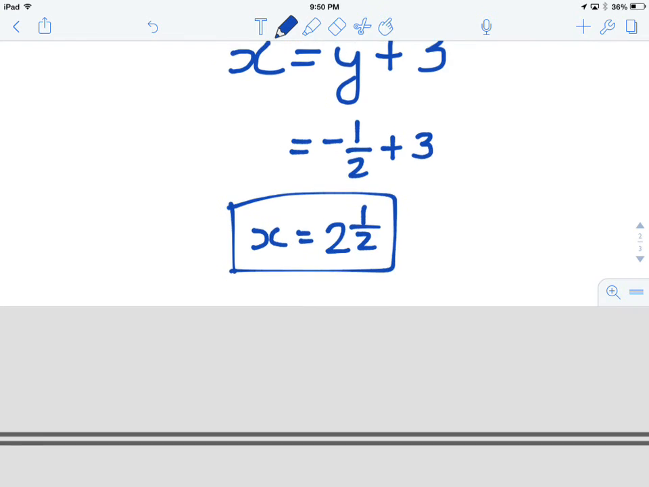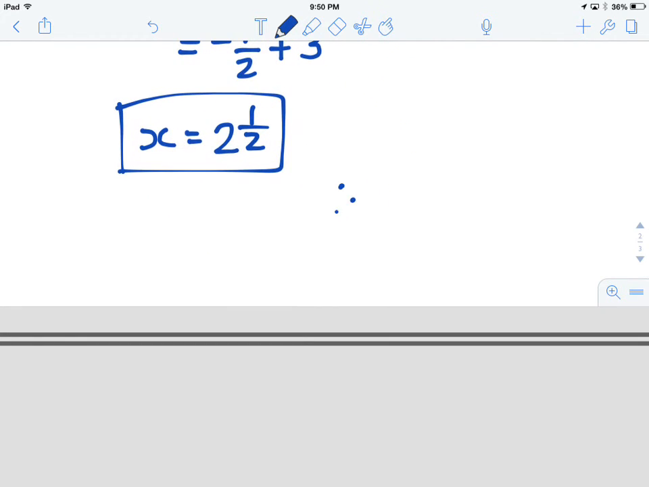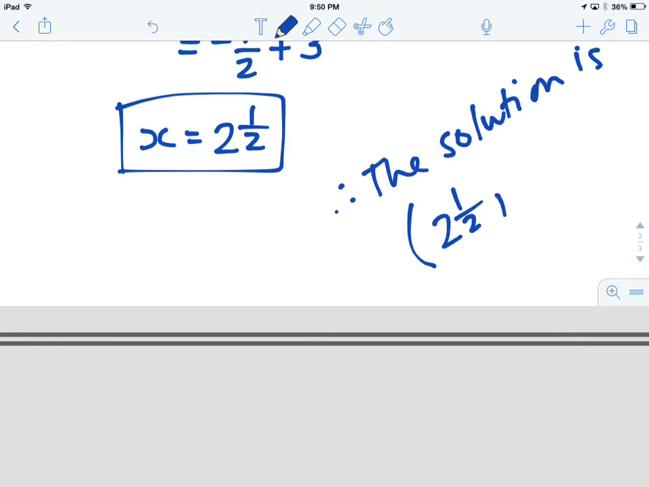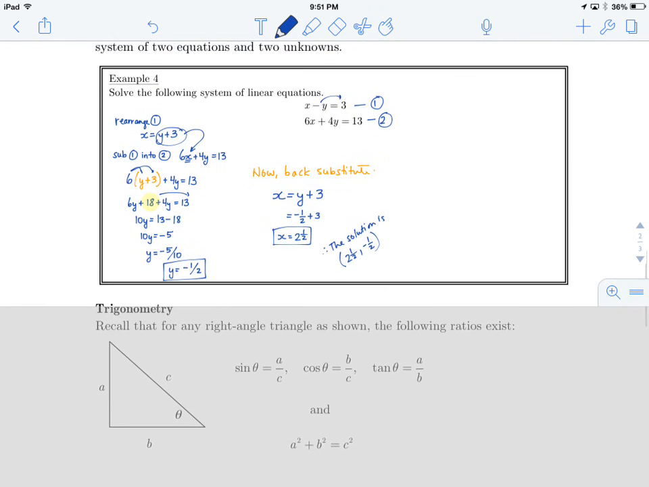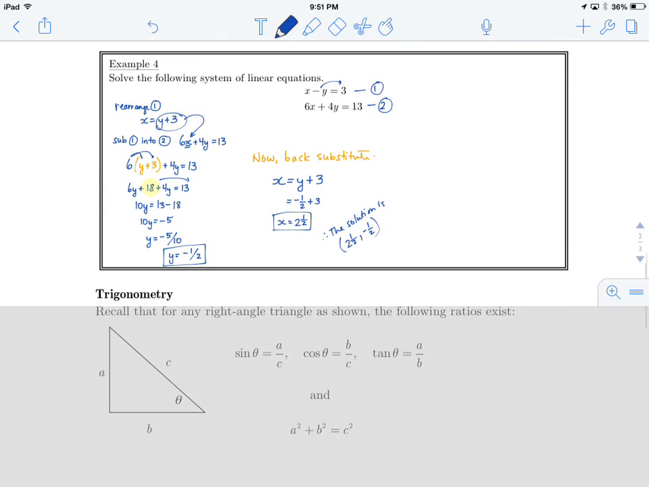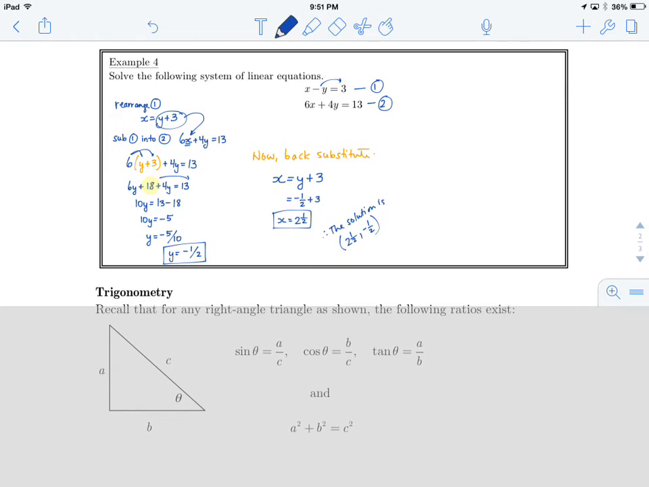So the solution to this system of linear equations, therefore, is, and we usually put it in terms of an ordered pair, 2.5, negative a half. And that's that. All right. So again, if this is freaking you out a little bit, or if you're uncomfortable with this, you should make a note of that, and we can come back to it and talk about it in class.